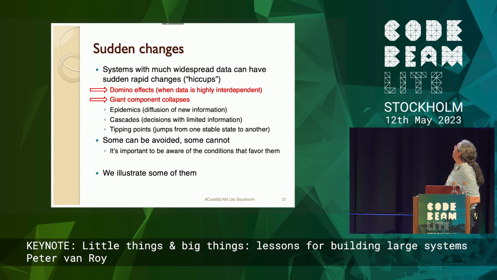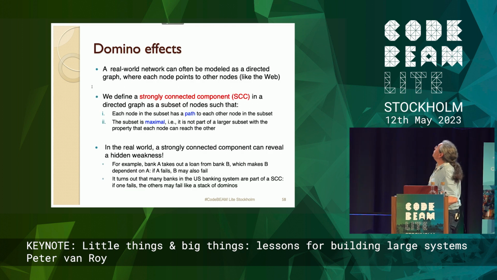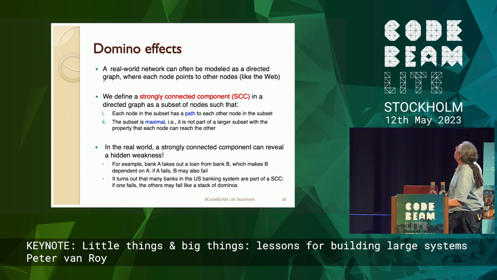Let me give now some more effects. So there's a bunch of them. Dominoes, giant components, epidemic cascades, tipping points. Tipping points are really nice, but I somehow couldn't squeeze them in, I'm sorry. But domino effects, for example. So this actually also was in the news recently.